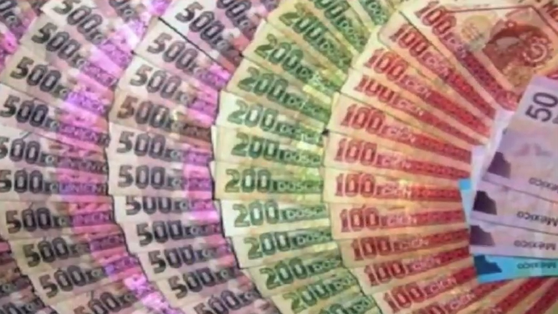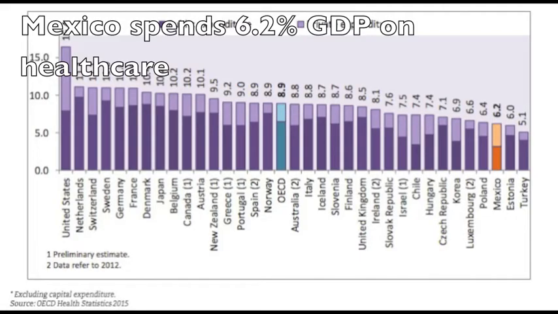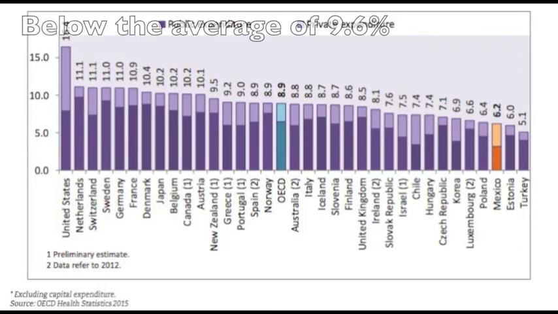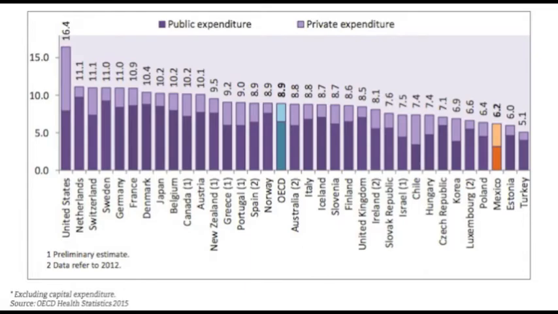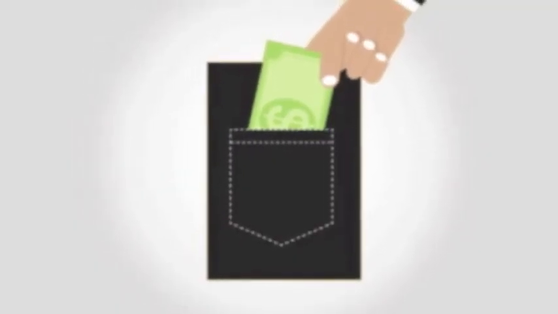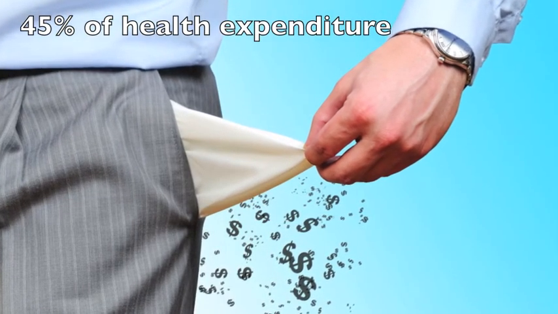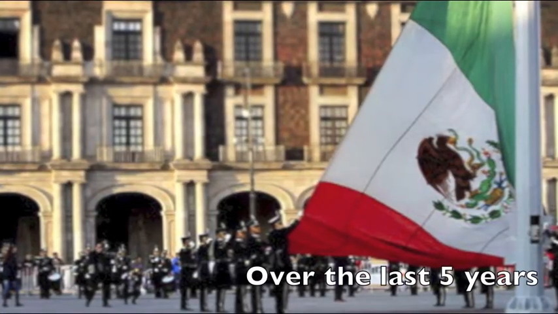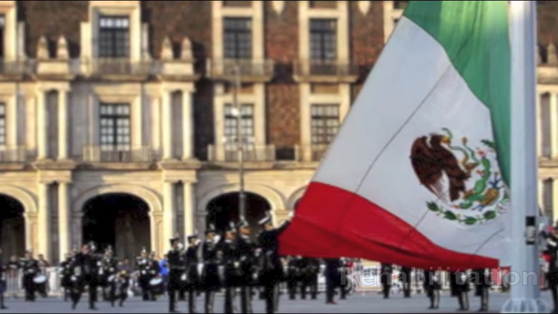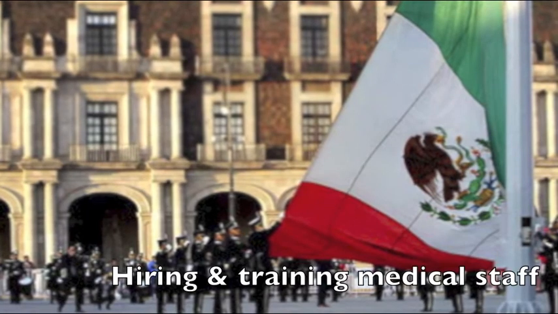Funding structure. Mexico currently spends roughly 6.2% of its budget on healthcare, one of the lowest rates in the OECD, well below the average of 9.6%. The low rate of government spending places a greater burden on out-of-pocket payments, which means roughly 45% of healthcare expenditures are paid for out-of-pocket. Over the last 5 years, the Mexican government has invested more than $5 million in construction, rehabilitation, and outfitting of the medical units, as well as hiring and training medical staff.